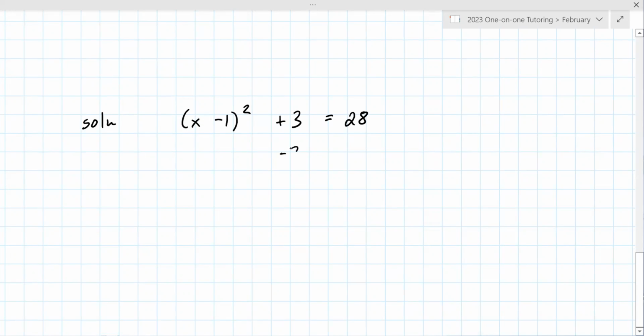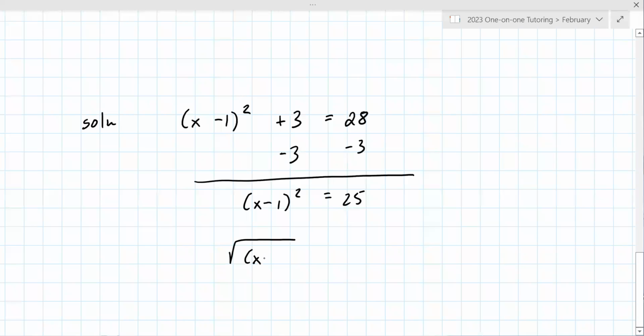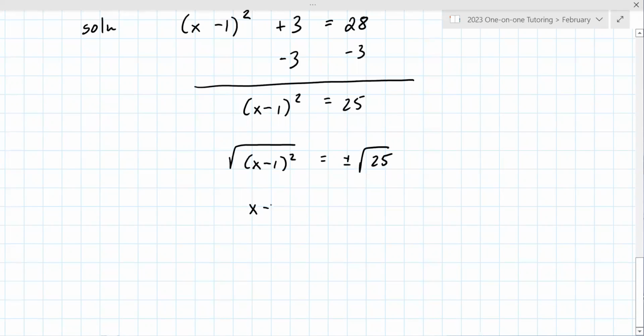So this one you would actually subtract 3 from both sides. The reason is you want to isolate the (x minus 1) squared, because you can undo the square with a square root. Does that make sense? If you take the square root of both sides now, this is that case 1, case 2. So this is x minus 1 equals plus or minus 5.